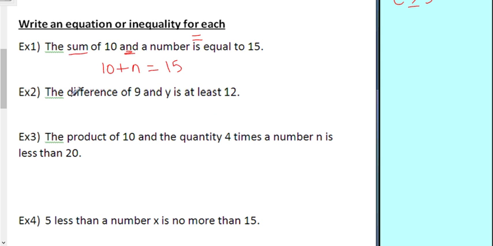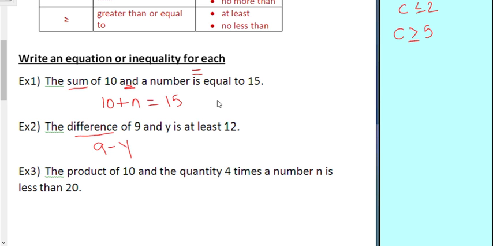Let's try the second one. The difference of 9 and y. Remember, there's that word again, difference. That means I have to write them in order. So it's 9 minus y. When you use that word difference, you have to still write them in the order that they write them. So 9 minus y, not y minus 9, is at least 12.